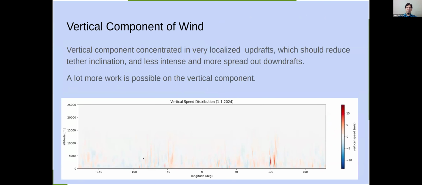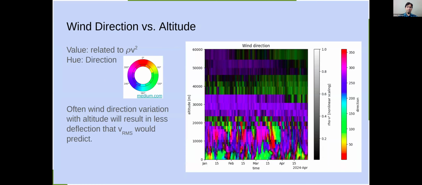If you do a cross-section through the atmosphere, this is just at January 1st, 2024, what you see is very localized regions of updraft, and then much more spread out regions where downdrafts happen. I presume that a meteorologist would look at these and know exactly what's going on. The important thing for me is that these fast updrafts aren't actually that much of a problem because they will tend to curve the ribbon towards being more vertical. And so for us, they're not going to be a big challenge.